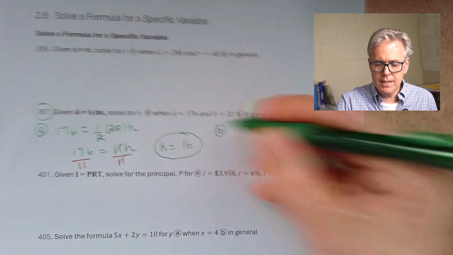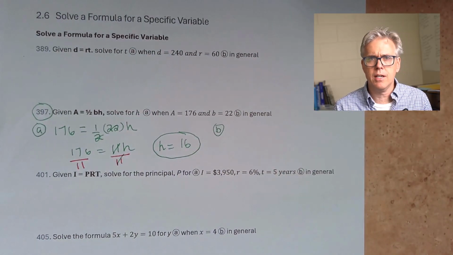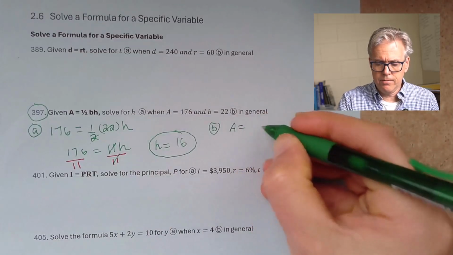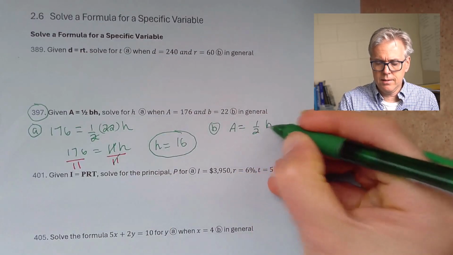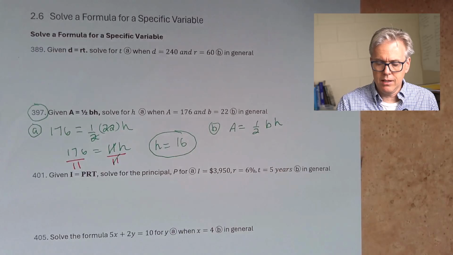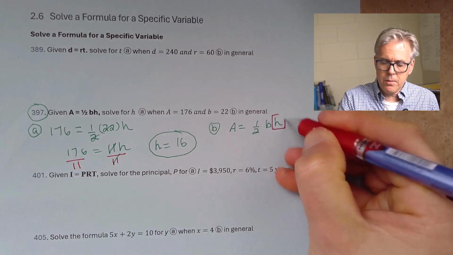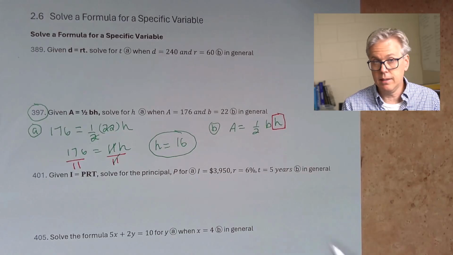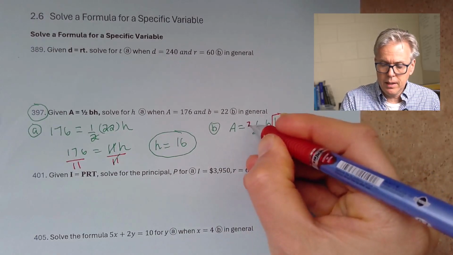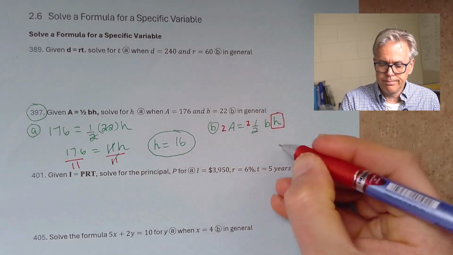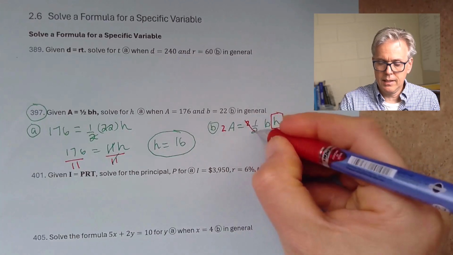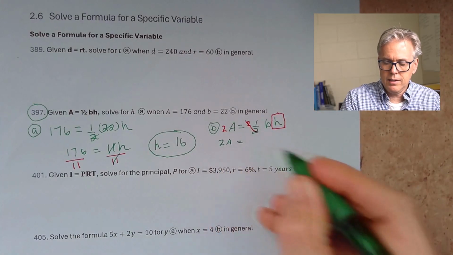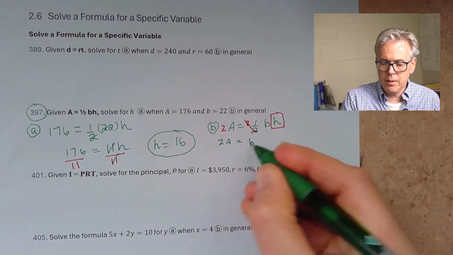And then part B says, well, let's just solve for H in general. So that means without these values. So let's go and rewrite the formula over here so it's near us, A equals 1/2 BH. So again, I'm solving for this guy right here, the H. So there are 2 things over here I don't want. I need to get rid of them. And so I'm going to multiply both sides by 2. Those cancel on this side. And the left side, I'm left with 2A equals the right side, I'm just left with the BH.